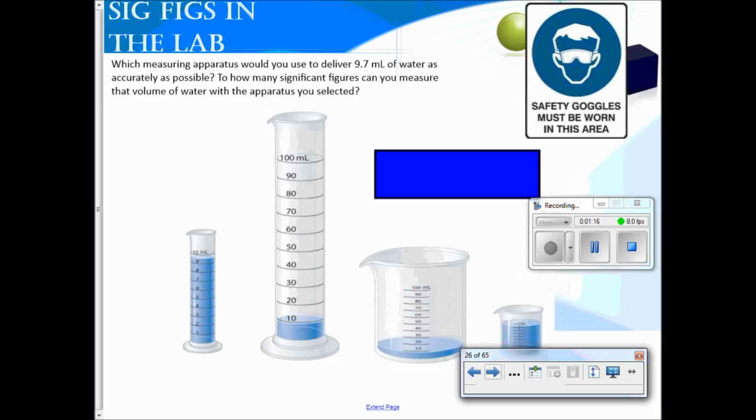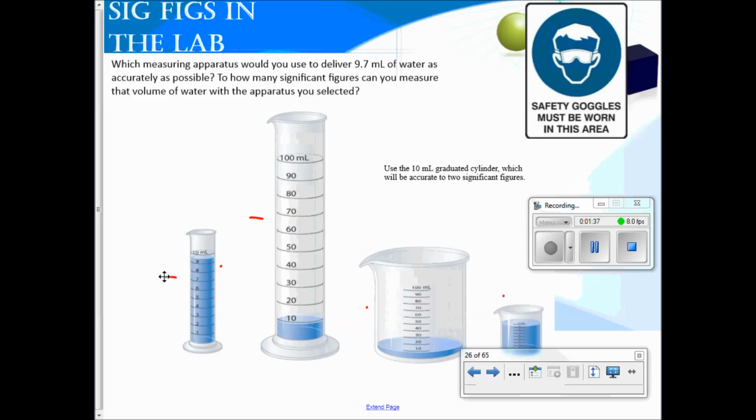So which measuring apparatus would you use to deliver 9.7 milliliters of water as accurately as possible? Right? And so we have here a graduated cylinder. We have another graduated cylinder that goes up in increments of 10. This one goes up in increments of 1. We have a beaker and another beaker here. So we'll use the 10 milliliter graduated cylinder, which would be accurate to 2 significant digits because each one of these is the 1, and so you'd measure out to the 10th spot.